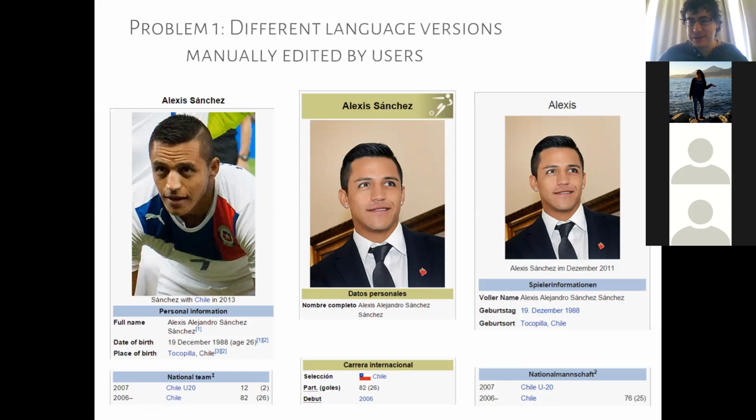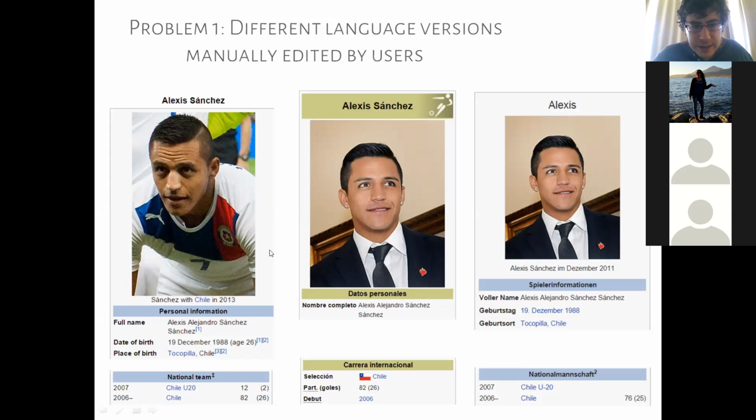In general, this has been hugely successful in the sense that lots of people contribute lots of time to improve and to extend Wikipedia. And it's a very rich resource. If we look in the articles, we'll find these info boxes, which are boxes of semi-structured data on the right-hand side of the articles. In this case, we have info boxes about Alexis Sanchez. We see that we have information in different languages: English, Spanish, and German.